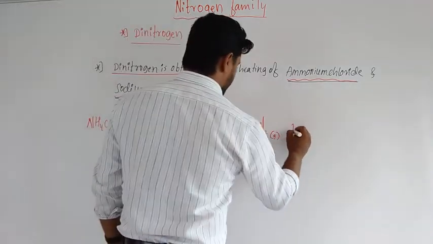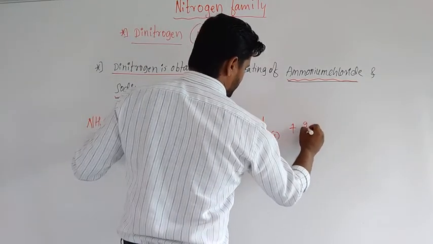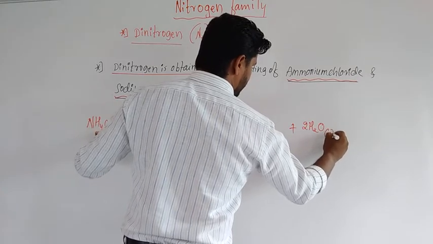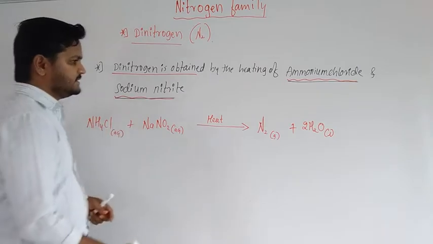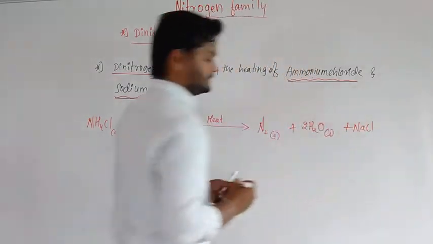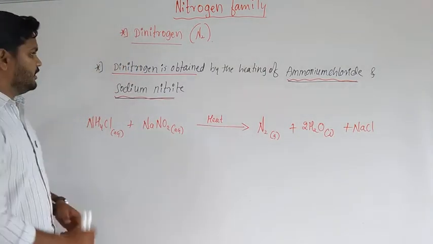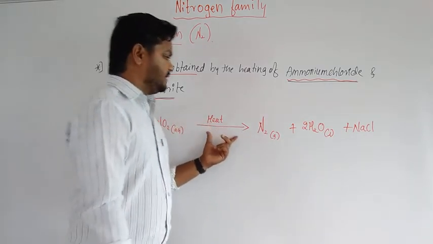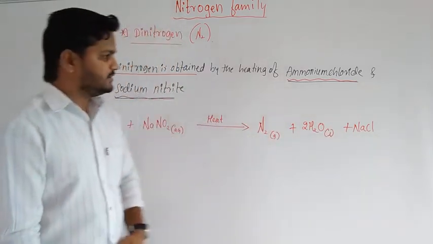And the remaining byproducts: here how many hydrogens are there? 4 hydrogens, means 2H2O, liquid form. And Na and Cl, sodium chloride is the byproduct. Okay, this is the first laboratory preparation of dinitrogen. Ammonium chloride and sodium nitrite, by the heating process, we will get nitrogen and water and the byproduct sodium chloride.